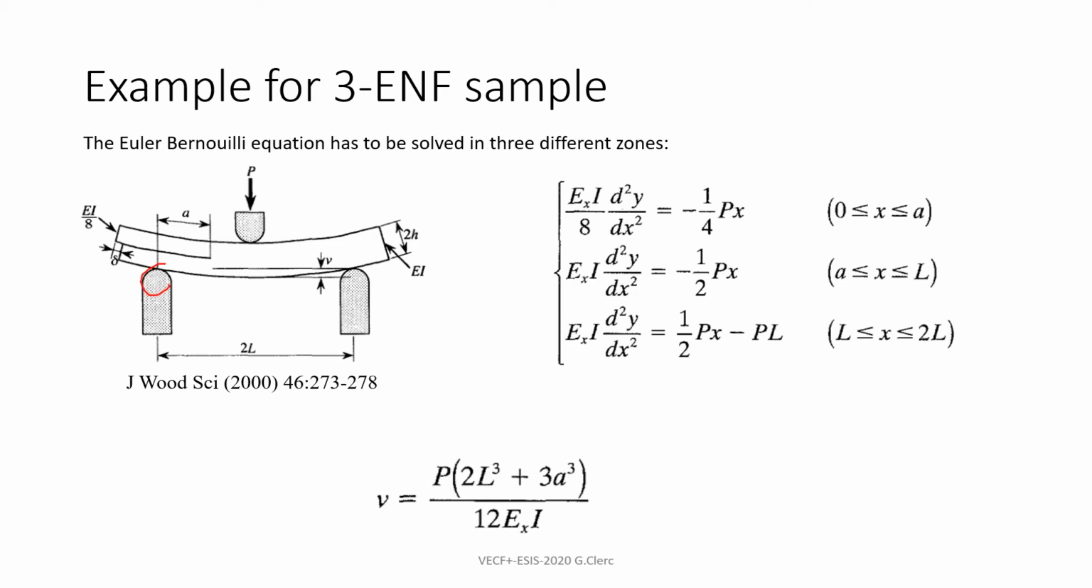As I told you, we have the support here, and the load is coming from here. Then we have basically three different zones: this part where the crack is, then this part until the load at the middle of the sample, and this part until the end, reaching the next support. This means we have a system of three differential equations which is depicted here. This system applies for this zone, this system applies for this one, and this system applies for this one.